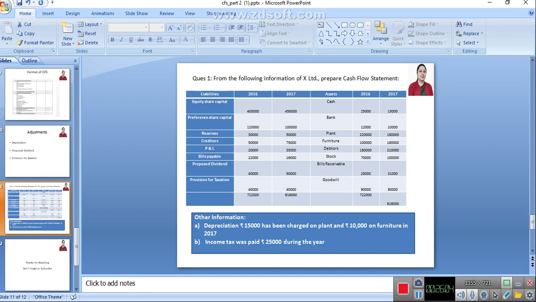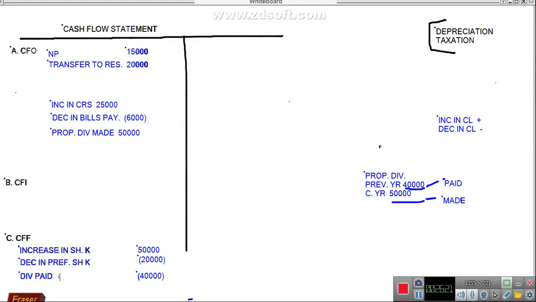Now is provision for taxation. In this case, provision for taxation is also given an adjustment for that. So if you have been given an adjustment, then we have to prepare an account. Provision for taxation, opening balance is 40,000, closing is also 40,000. So you have to prepare an account for provision for taxation.